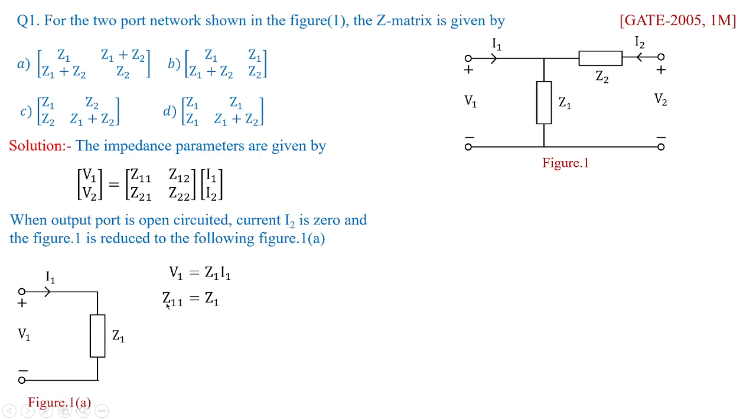By applying simple Ohm's law, we can easily get the value of V1 is equal to Z1 I1. And with this, we'll get the value of Z11 as Z1, which you can see is obtained in all the options A, B, C, D. The first parameter is Z1 in all the cases. So this will not help us to get the final solution.